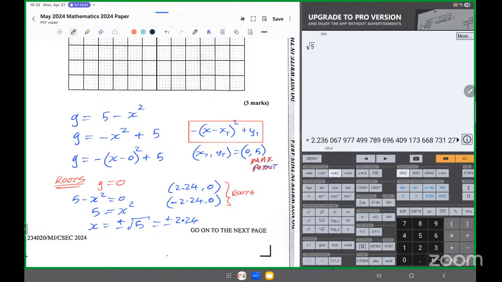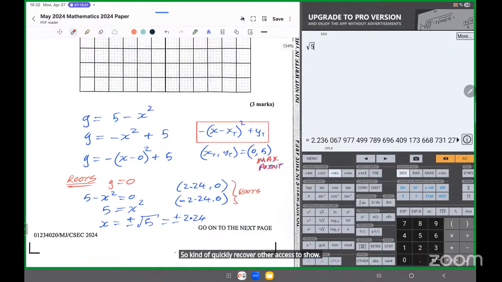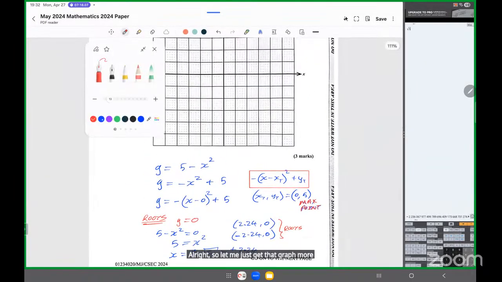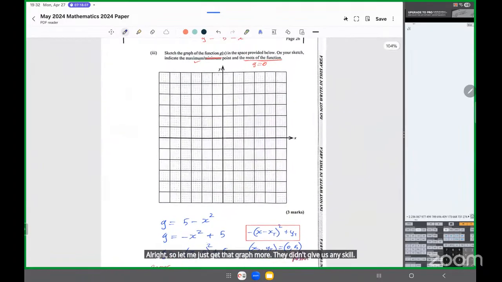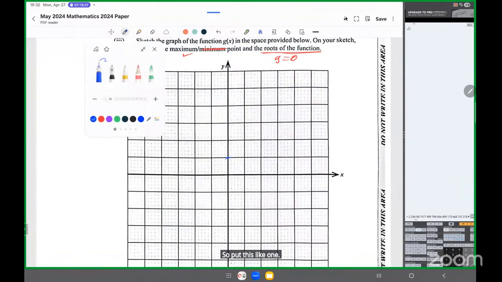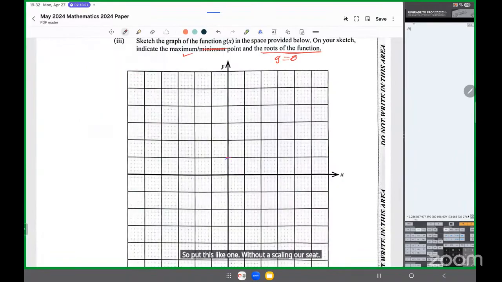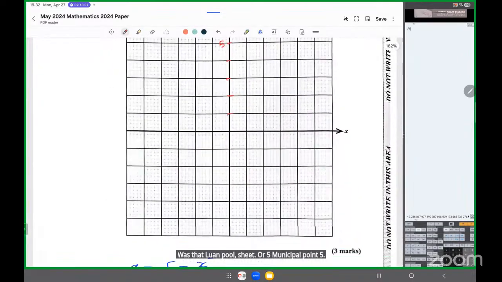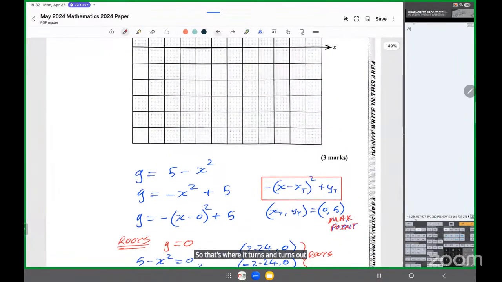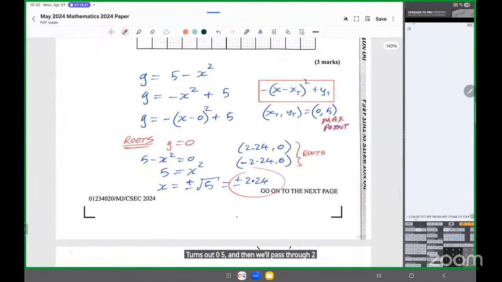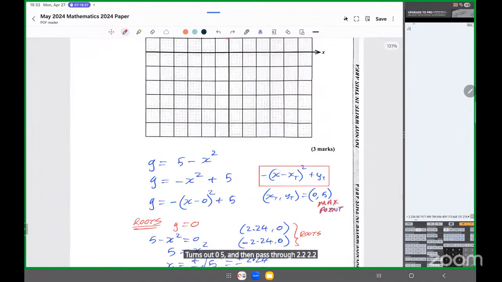So I kind of quickly work out what they asked us to show. Right, so we need to sketch that graph now. They didn't give us any scale, so we put on a little bit of scale so you can see it. It's like 1, 2, 3, 4, 5. Make this be 0.5. So that's where it turns, it turns at 0.5. And then we pass through 2.2, 2.24, positive and negative.